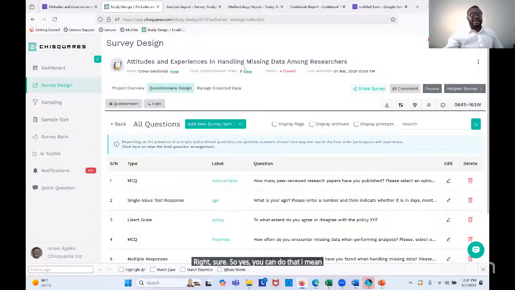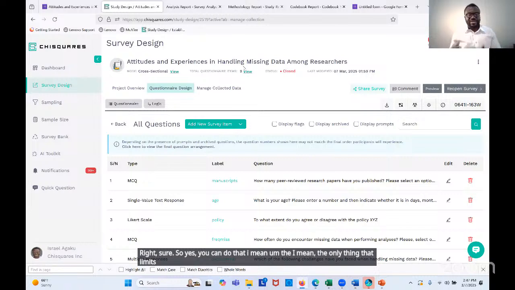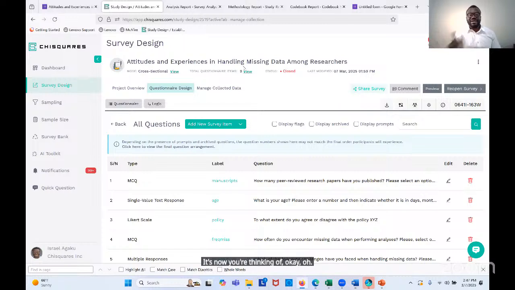Right, sure. So yes, you can do that. The only thing that limits data collection is your imagination. You can use a tool for a limitless number of use cases. It's now you thinking of, okay, this could apply here. So the short answer is, of course, yes, you can. And there are many ways you can do that.